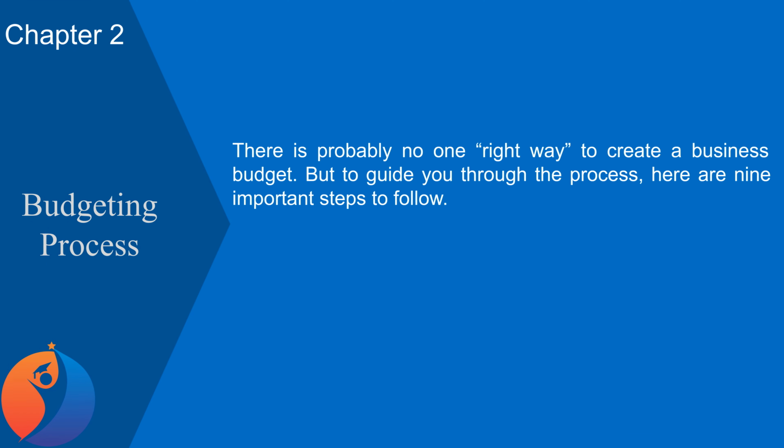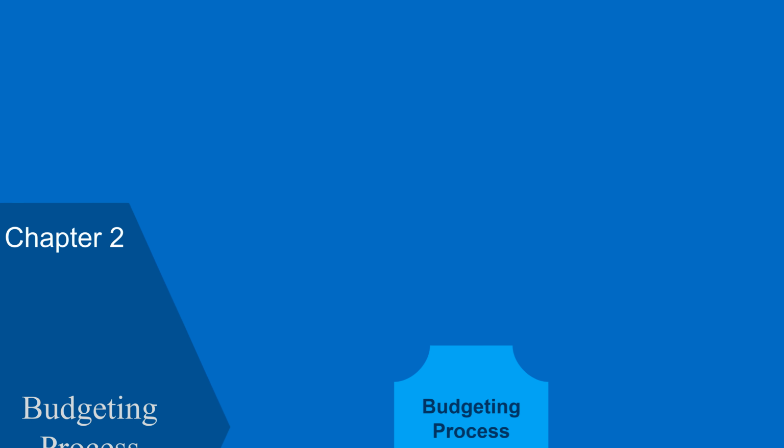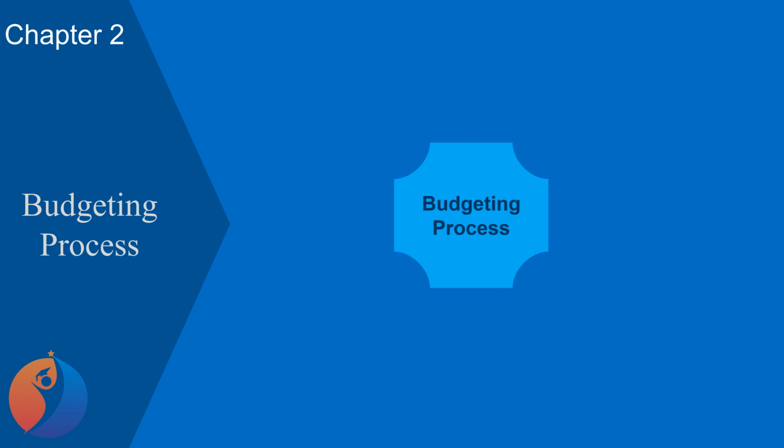Budgeting process. There is probably no one right way to create a business budget. But to guide you through the process, here are 9 important steps to follow. Budgeting process enable the organization to set the clear targets, expectations and priorities tangibly. It connects the finance team with the stakeholders of the business to integrate the process required. The diagram is designed to show you the generic flow of budgeting with 9 steps as follows.